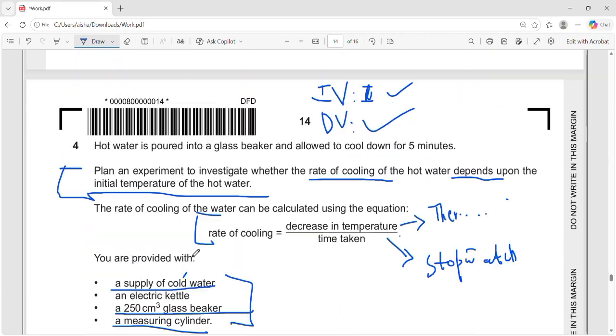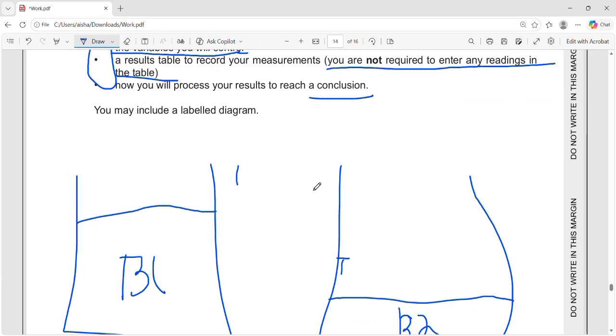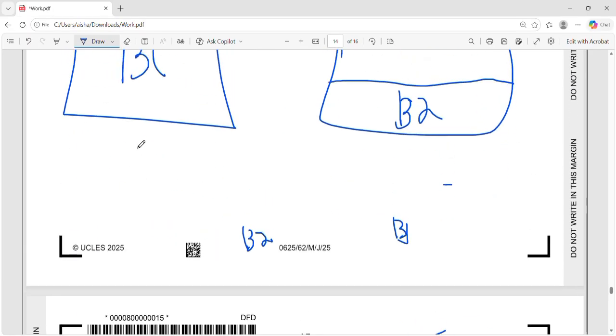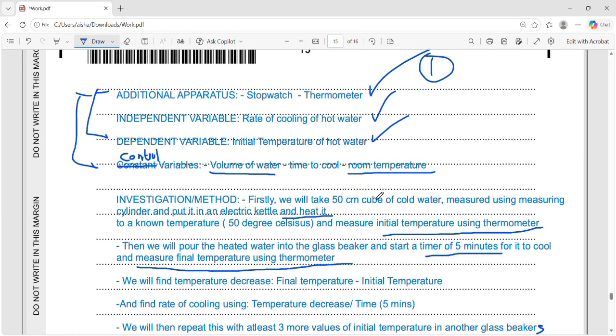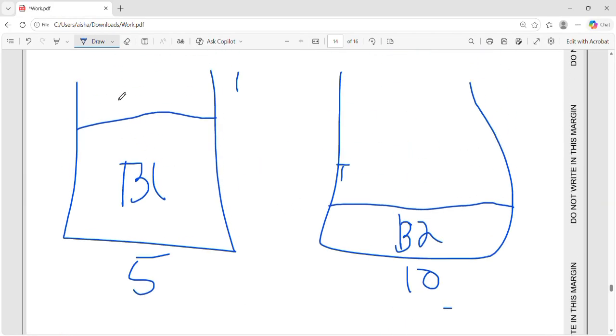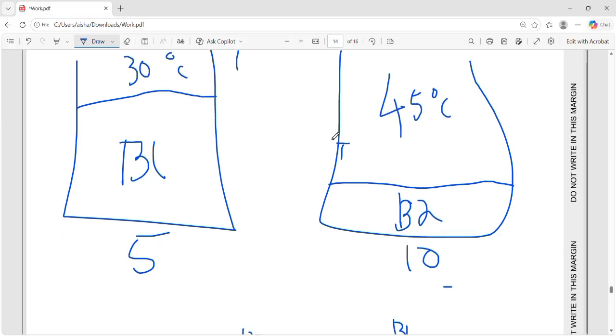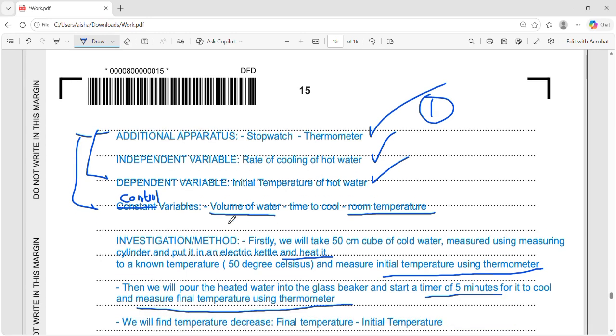Same for the time of cooling. They have already given us a time, which is 5 minutes. If you give this maybe 5 minutes and you give this 10 minutes, it'll be unfair for beaker 1, because you're giving unfair timings for both. And then finally room temperature, because if this is maybe 30 degrees and that is 45 degrees, then it will be unfair in the rate of cooling.